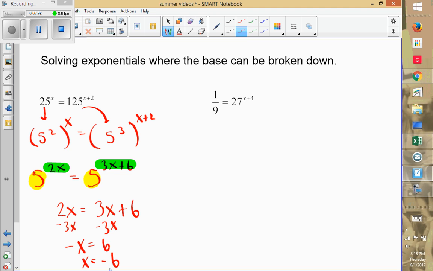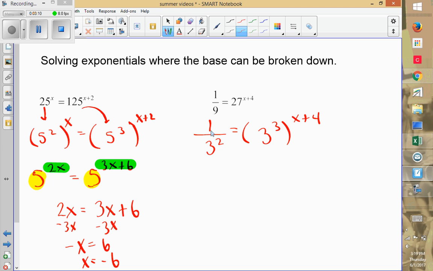Another, second example I chose because it looks a little bit more challenging. The fraction might confuse you. But if you think about another way to write this, 9 is the same thing as 3 squared. And keeping the exponent as x plus 4, I'm thinking of another way to write 27, and 27 is 3 to the third. Now, looking at this problem as it stands right now, I don't have two bases.